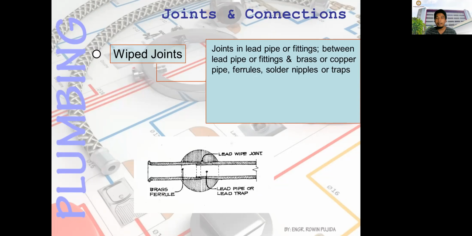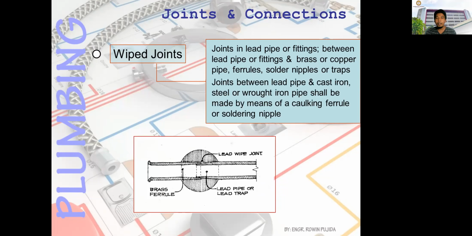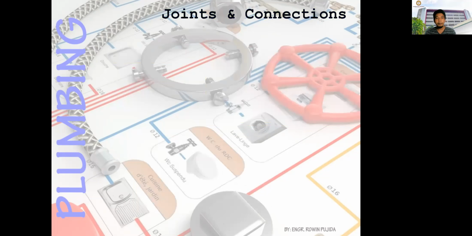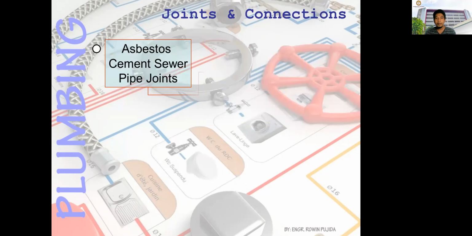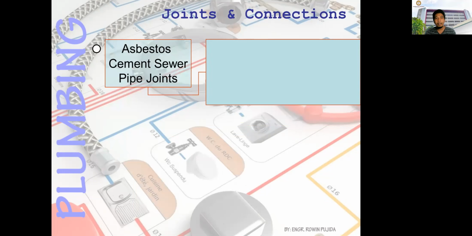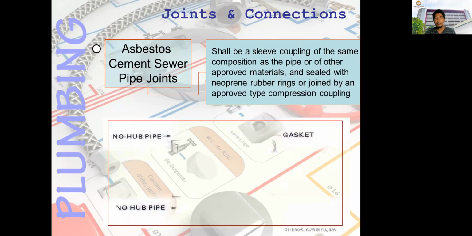The joint in lead pipes or fittings between lead pipes or fittings, brass or copper pipes, ferrule, solder nipples, or traps. Joints between lead pipes and cast iron, steel or wrought iron pipes shall be made by means of caulking, ferrule, or soldering nipple. And then you have the asbestos cement sewer pipe joint.